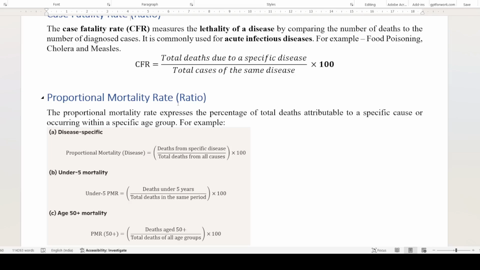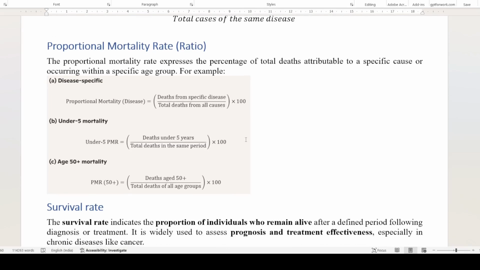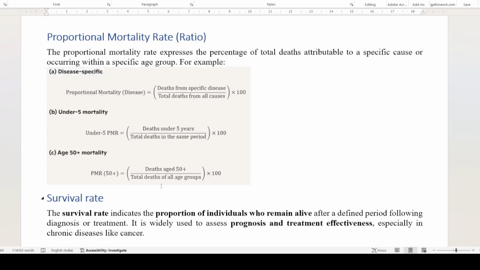So, proportional mortality rate, if we are talking of disease specific again, so deaths from a specific disease upon total deaths into 100. Under 5 PMR, under 5 means the infant or the children under the age of 5. Then what are the deaths happening? Total deaths in same period into 100. PMR, like age of 50 plus, how many deaths? Total deaths of that particular age group into 100.